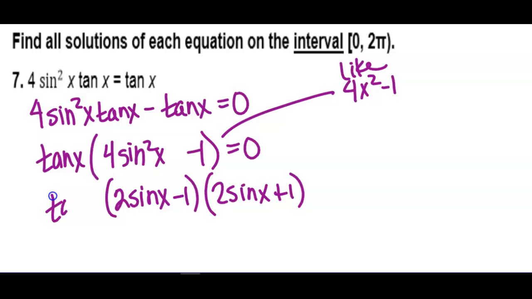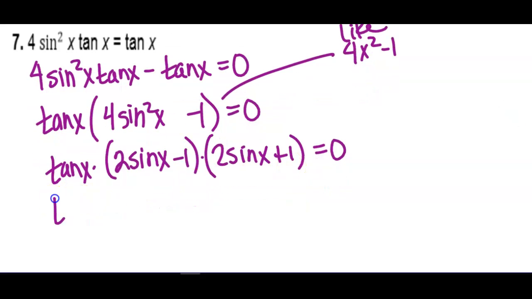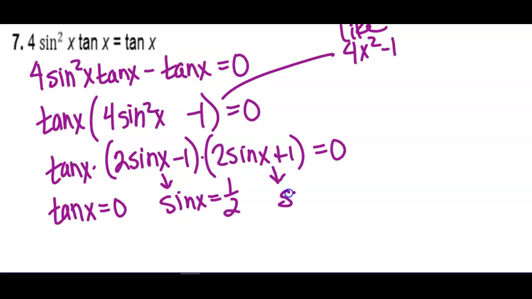And then we have the tangent of x here. So one of those three things that's multiplying has to be 0. So the tangent of x could be 0, or I'm going to solve this one. The sine of x could be 1/2, or if you set that one equal to 0, you'd have the sine of x equals negative 1/2. I didn't show all the steps, but I hope you can follow those.